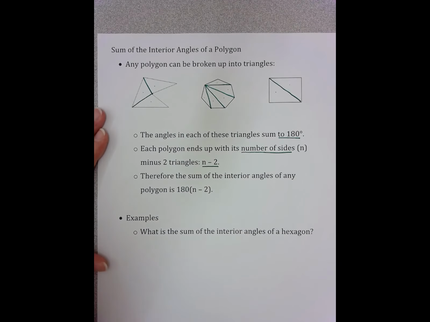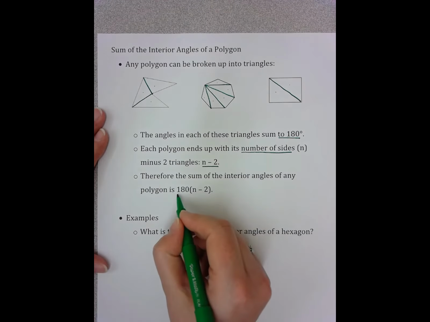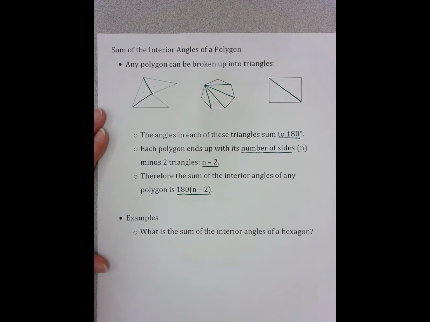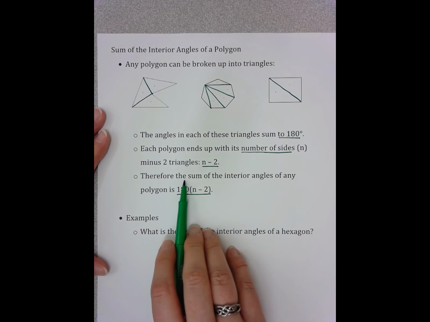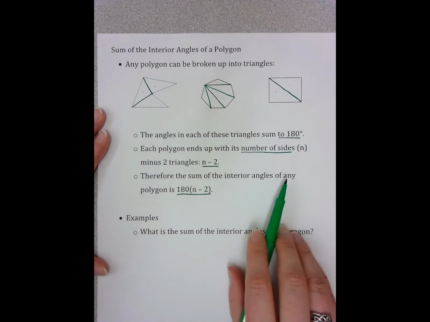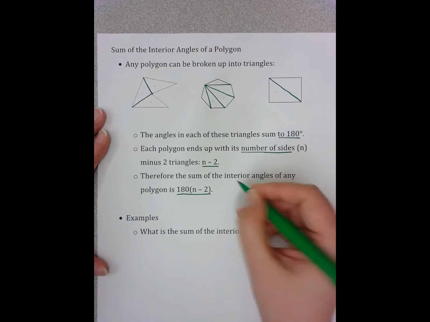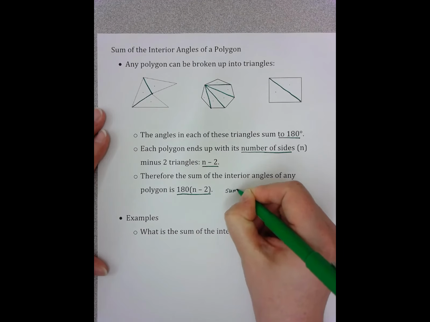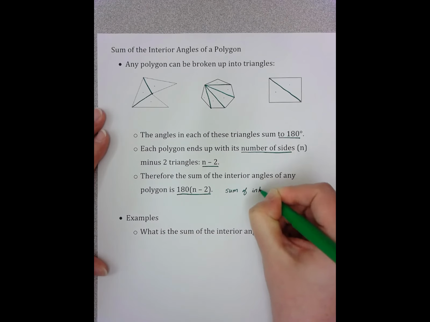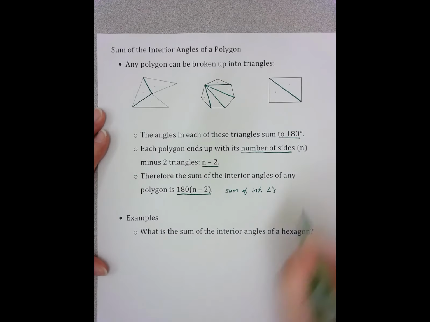Putting this all together, I then have the formula for finding the sum of the interior angles of any polygon. It is 180 times n minus 2. And just for some shorthand, so that every single time I'm doing these problems I'm not writing the sum of the interior angles of a polygon equals, I'm just going to say sum of int angles equals 180 times n minus 2.